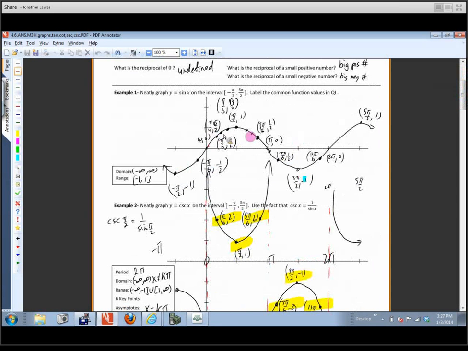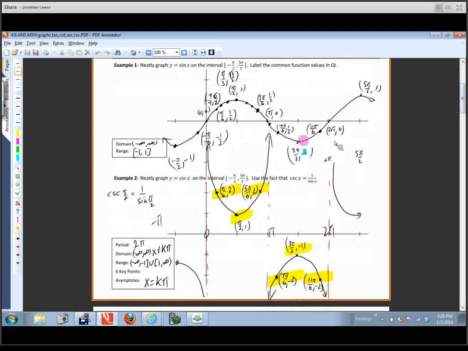And then we took the reciprocal of each one of these small positive numbers, and we got big positive numbers. So this small arc right here, this small loop on the sine curve, creates a big branch that goes upward on the graph of cosecant. And these small negative numbers on the sine graph, when I do the reciprocal of those negative numbers, I get these huge negative numbers right here. And again, the closer I get to zero, the larger I get in the negative direction.